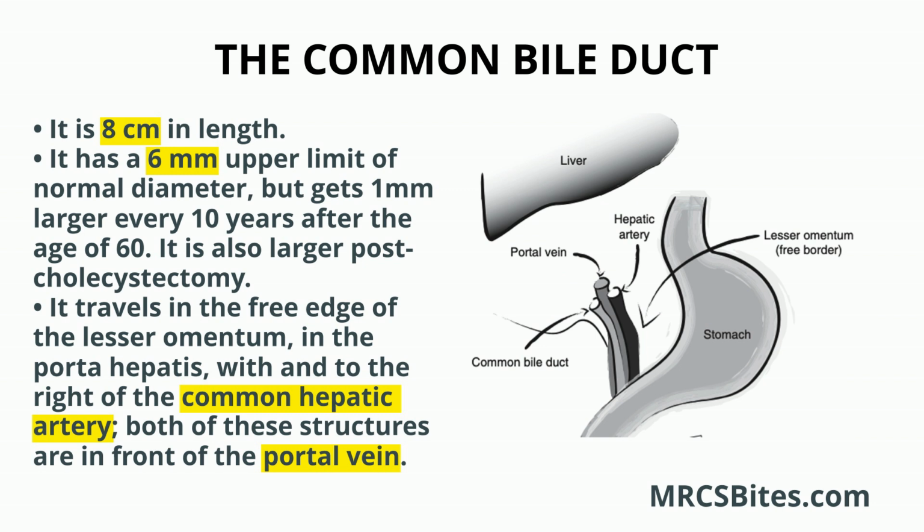It has a 6 millimeter upper limit of normal diameter, but gets 1 millimeter larger every 10 years after the age of 60. It is also larger post-cholecystectomy. It travels in the free edge of the lesser omentum, in the porta hepatis, with and to the right of the common hepatic artery. Both of these structures are in front of the portal vein.